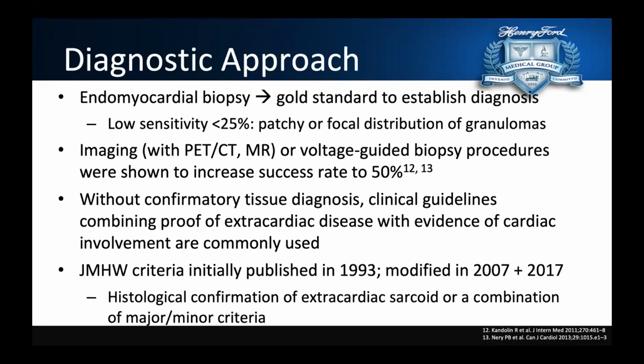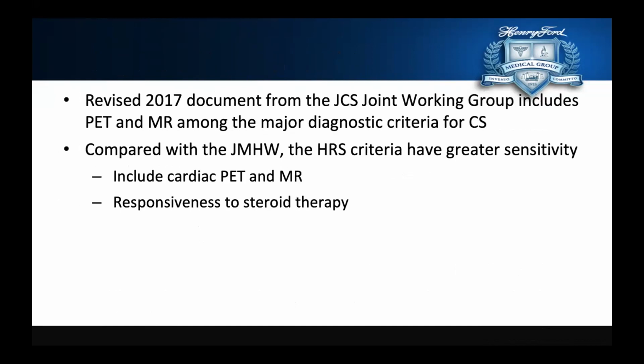But without confirmatory tissue diagnosis, we can use clinical guidelines with proof of extracardiac disease, which is commonly used. Now, there is the Japanese Ministry of Health and Welfare criteria that was initially published in '93, most recently modified in 2007 and 2017. And this combines histological confirmation of extracardiac sarcoid, or a combination of some major and minor criteria. Now, the revised 2017 document is from the Japanese Circulation Society Joint Working Group, and that includes PET and cardiac MR among the major diagnostic criteria for cardiac sarcoid.